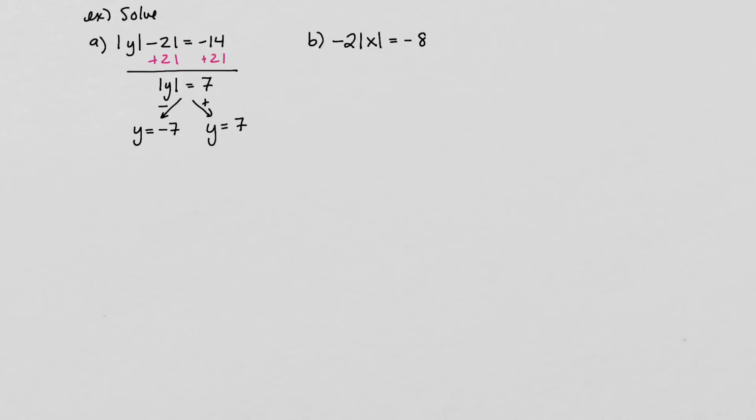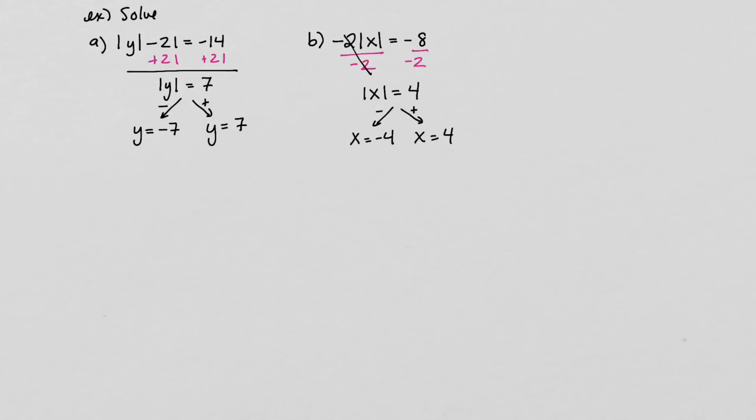So again, I want to, oops, what happened there? Oh, I jumped a page. Sorry about that. So the absolute value of x here, I want to get it all by itself, so I'm going to divide both sides by negative 2. So when I divide both sides by negative 2, I end up with the absolute value of x being equal to 4. And then I can split that into the negative case and the positive case. So we would have x equals negative 4 and x equals positive 4.